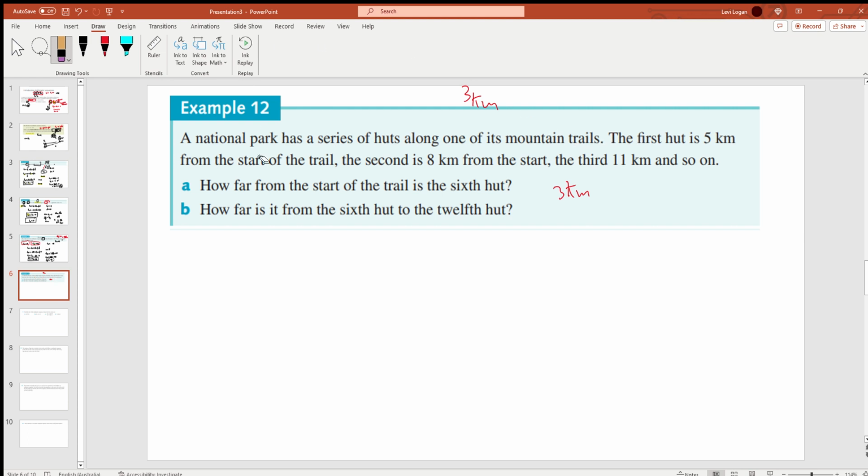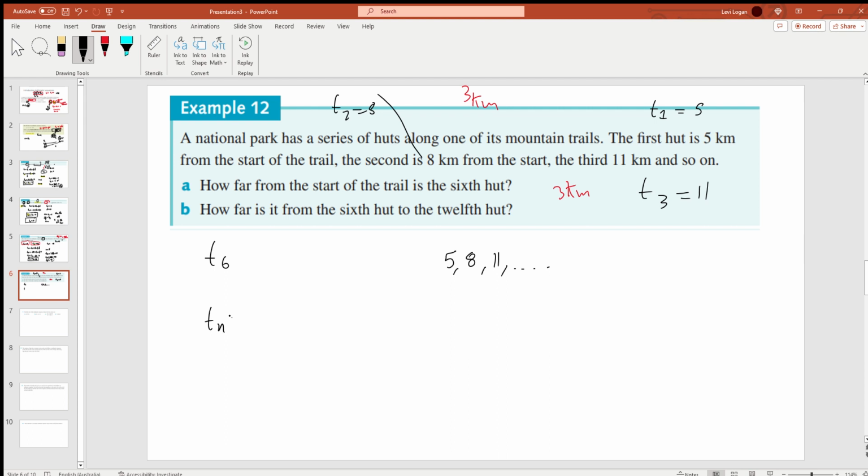So how far from the start of the trail is the 6th hut? In other words, the first term is 5. The second term is 8, and the third term is 11, and they're asking for the 6th term. Okay, so we can imagine it looks like this: 5, 8, 11, so on and so forth.